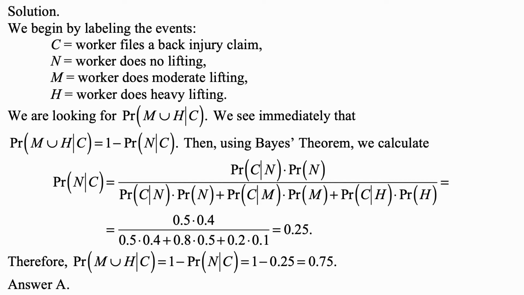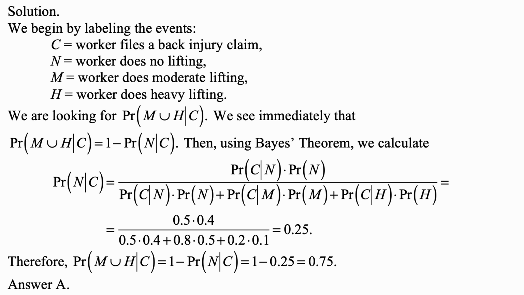Here, it's a union of two events, so it's a bit inconvenient, but we see immediately that the probability of M union H given C is 1 minus the probability of N given C, because M, N, and H form a partition of the probability space. Then, using Bayes' theorem, we just write that the probability of N given C is the probability of C given N times the probability of N. So flipped conditional probability times the probability of N. And then at the bottom we have the same thing as at the top, but for all pieces of the partition, so for N, M, and H.